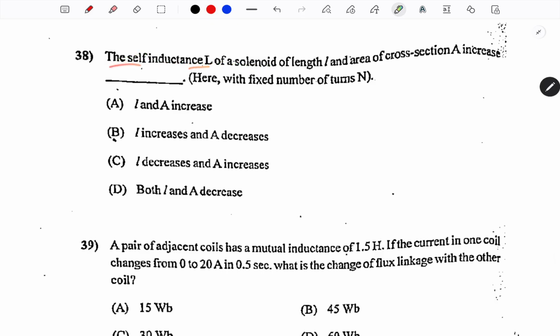The self-inductance L of a solenoid of length L and cross-section area A increase.